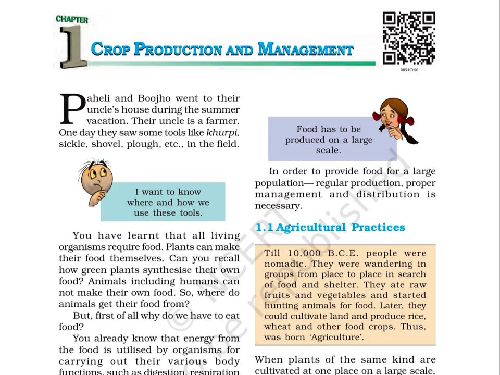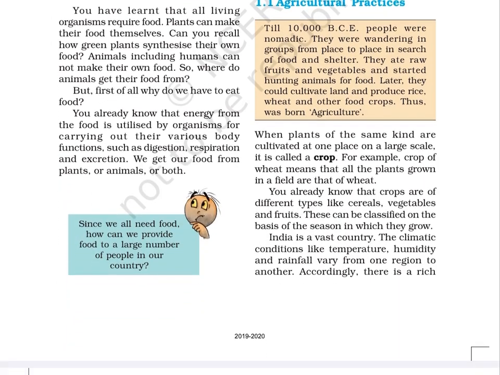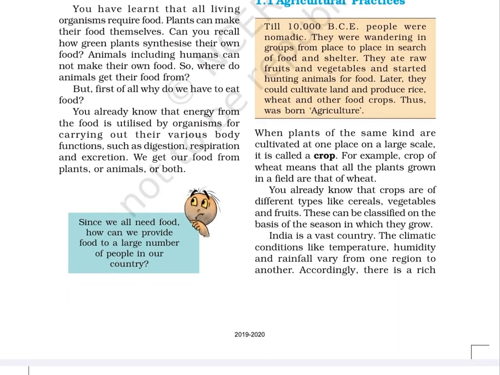You have learnt that all living organisms require food. Plants can make their food themselves. Can you recall how green plants synthesize their own food? Animals, including humans, cannot make their own food. So, where do animals get their food from? But, first of all, why do we have to eat food?